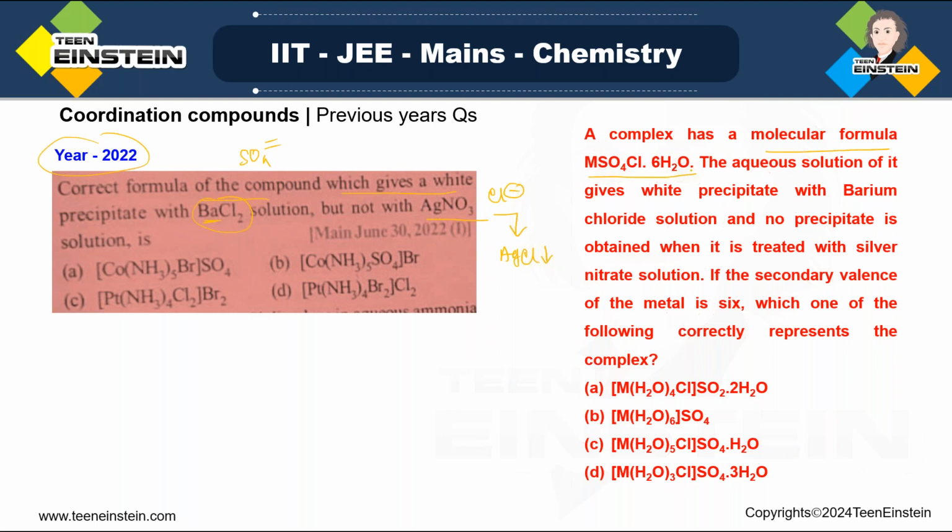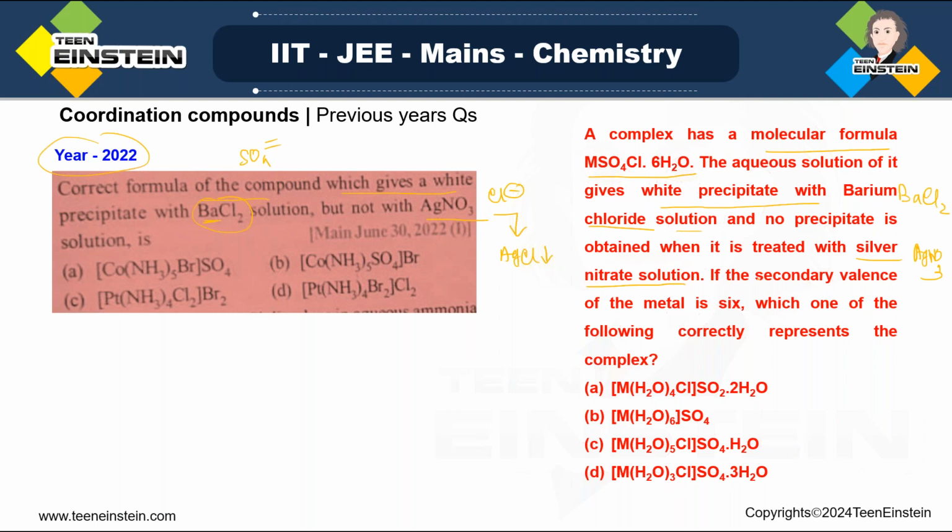When the formula is given in this way, you do not know which ligand is directly attached to the metal and which is outside the coordination sphere. But it is also saying that the aqueous solution of it gives a white precipitate with barium chloride, just like the previous problem. But no precipitate is obtained when treated with silver nitrate. See, same information, only it is given in a different way.